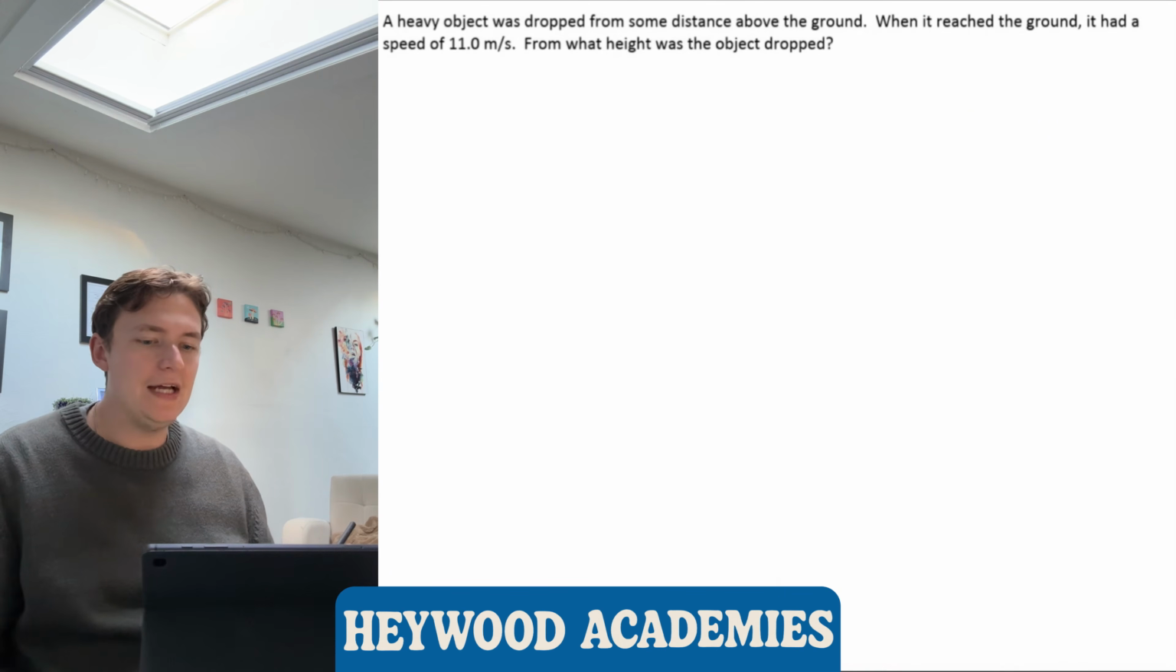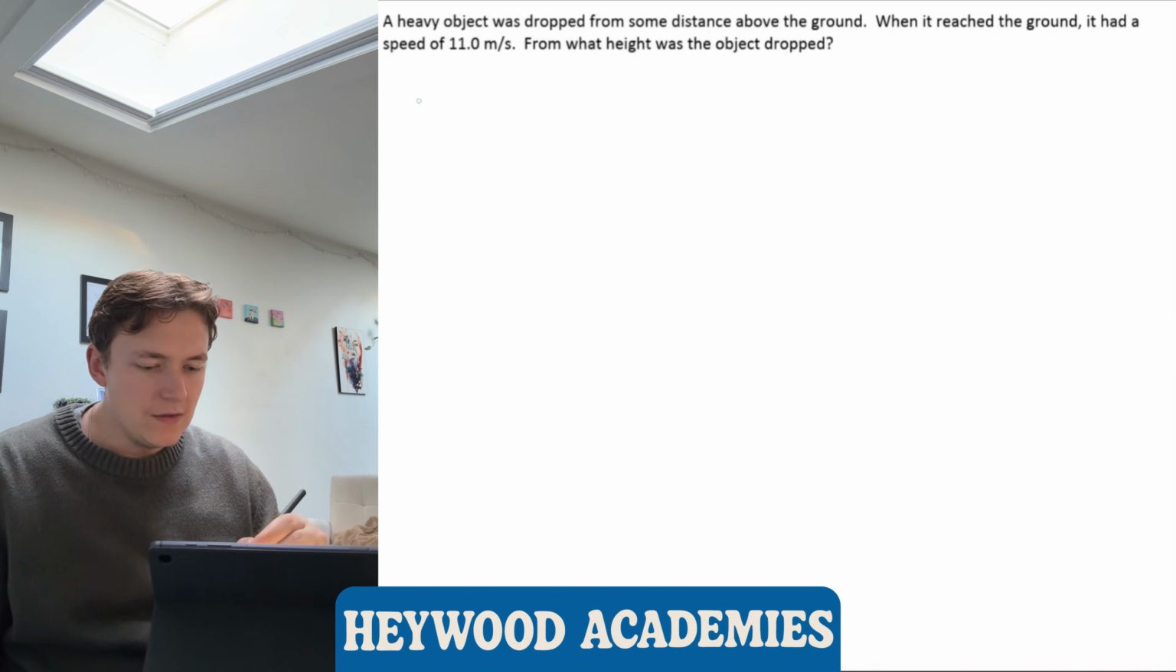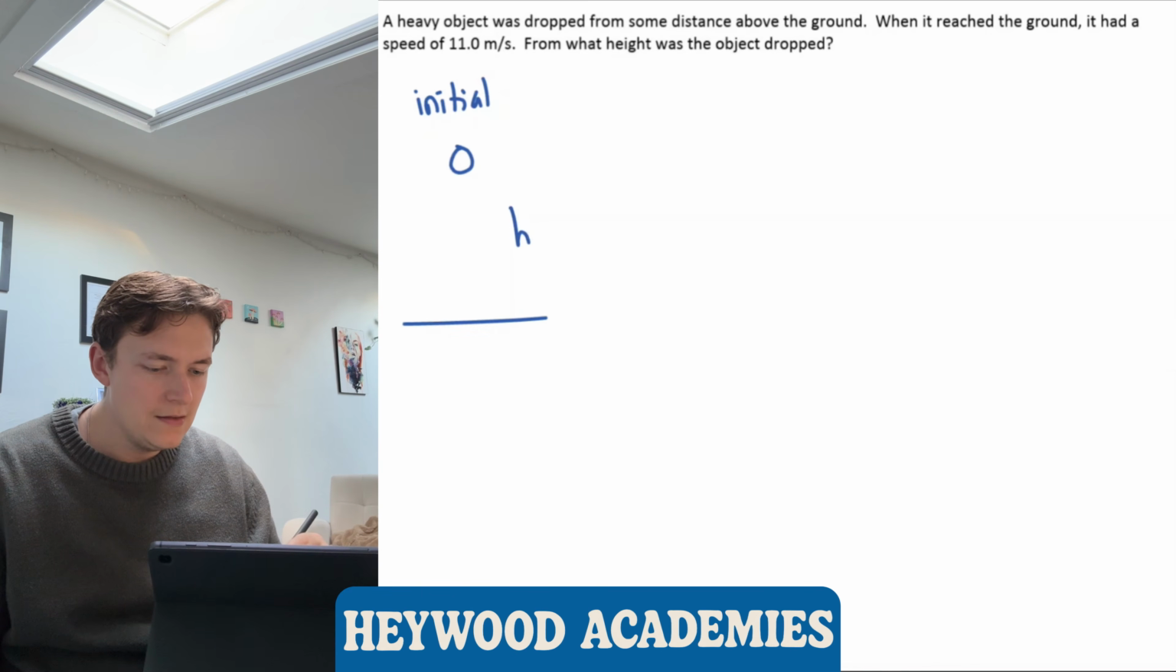A heavy object was dropped from some distance above the ground. When it reached the ground, it had a speed of 11 meters per second. From what height was the object dropped? So we can do a little initial and final to figure out what's going on here. So initially, we have no speed, and we're a certain height from the ground.